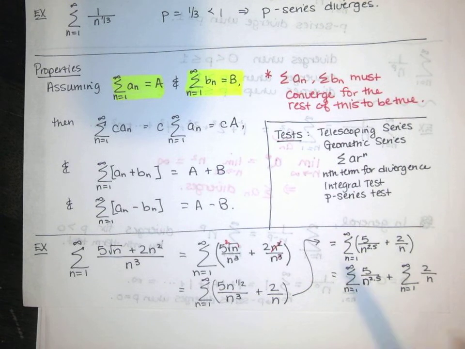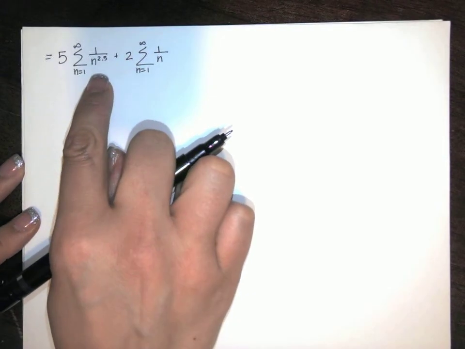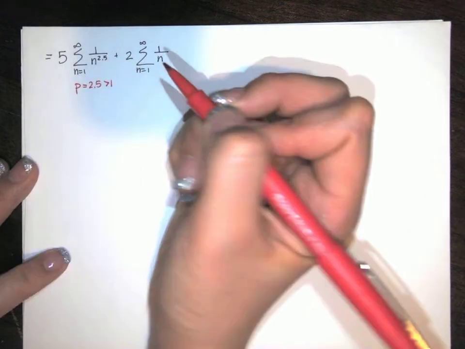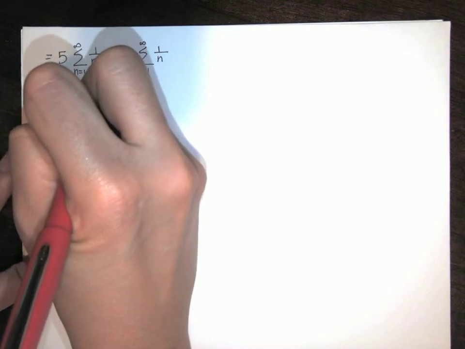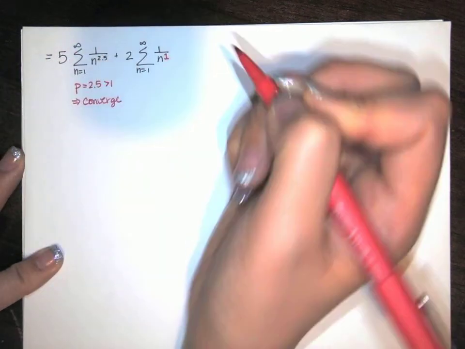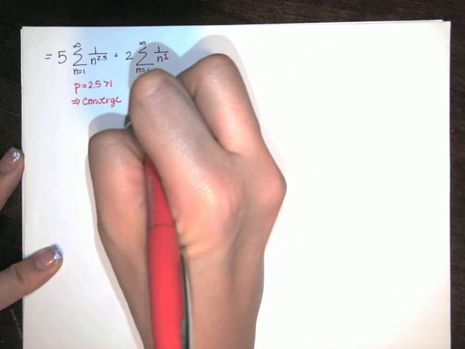So I'm looking at this one. You can factor out the 5 if you want to. And I think I do want to. So I've got 5 times the sum as n goes from 1 to infinity of 1 over n to the 2.5 plus 2 times the sum as n goes from 1 to infinity of 1 over n. Well, that's a p-series with p equals 2.5. 2.5 is greater than 1, so this series converges. Now this is a p-series with p equals 1. p equals 1 is less than or equal to 1, so that series diverges.